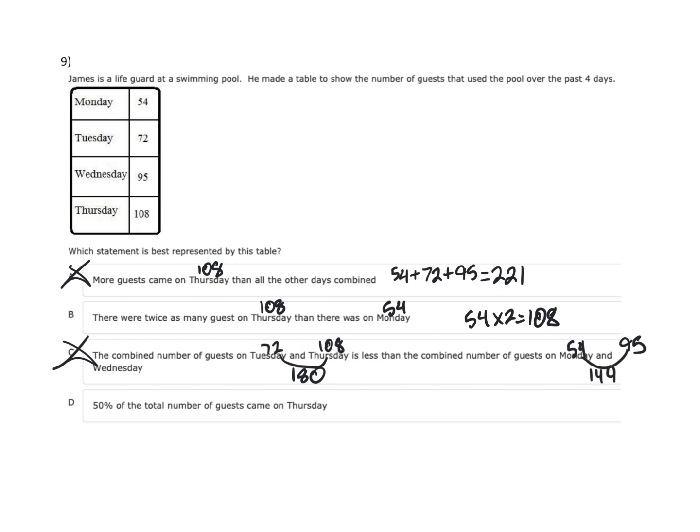Now D says 50% of the total number of guests came on Thursday. So Thursday is 108. And we have to add up the rest to get a total. So we're going to do 108 plus 95 plus 72 plus 54. When we add that up, we get 329. So 108 is only about a third of the total, which is 33%, not 50%. So D was wrong. Our answer is B.